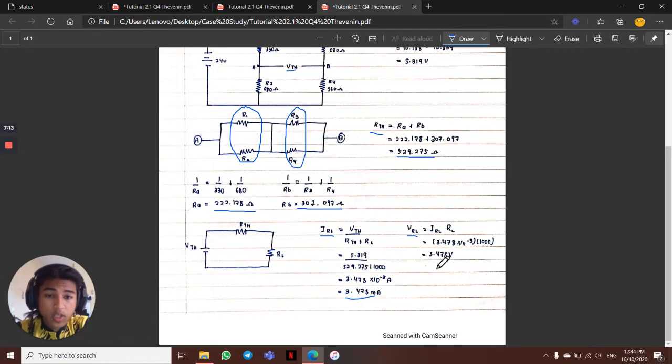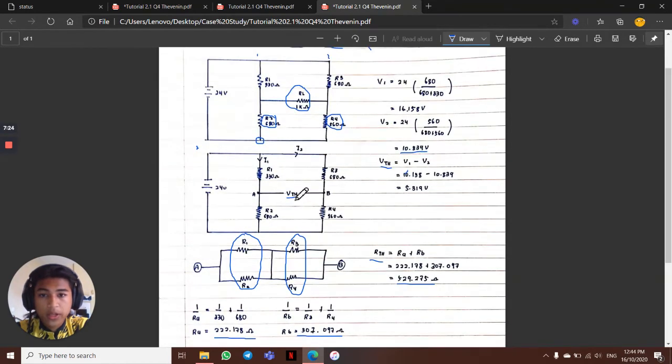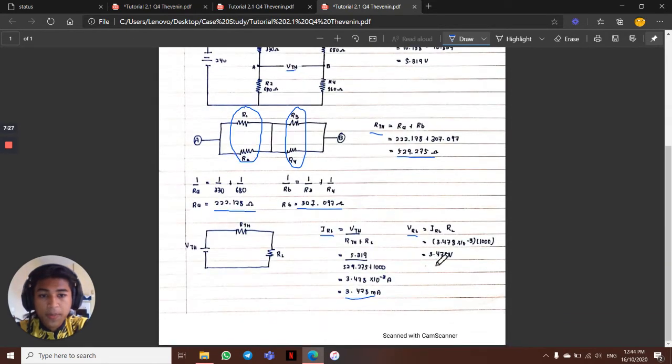And for the voltage of the load resistor, just use the formula VRL equals IRL times RL, which is the load resistor, 1000 from the question, and we will get 3.478 volt.